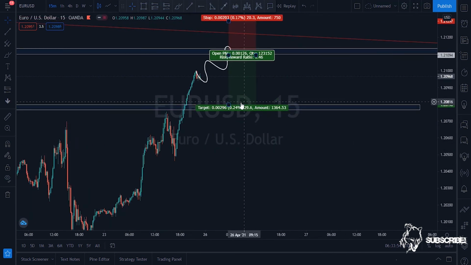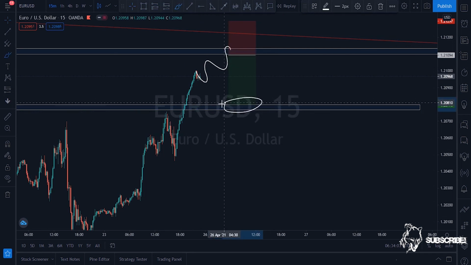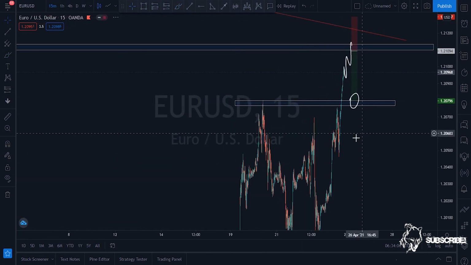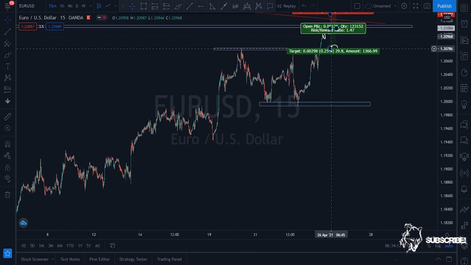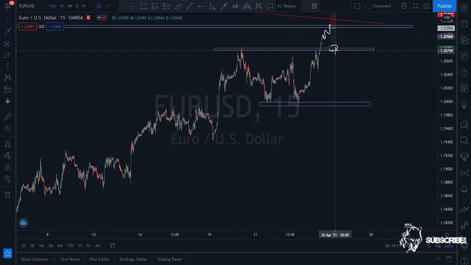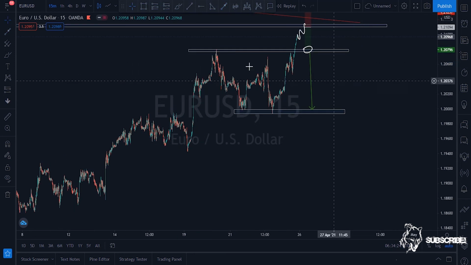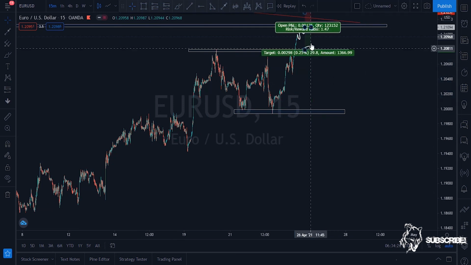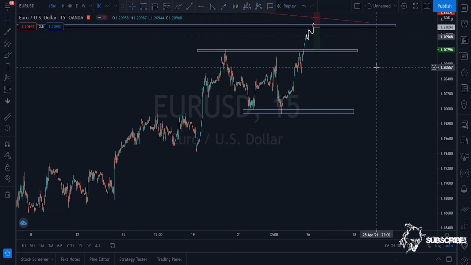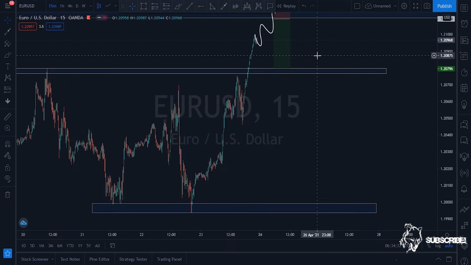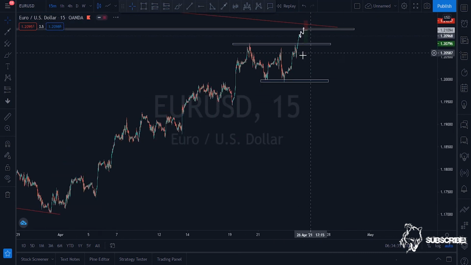So should the market break below this area here, should it break below this support, then that's when we're gonna know that Euro USD is actually reversing up until we get to that point there. So for now, what we're going to look for is what Euro USD is going to do when the market opens.